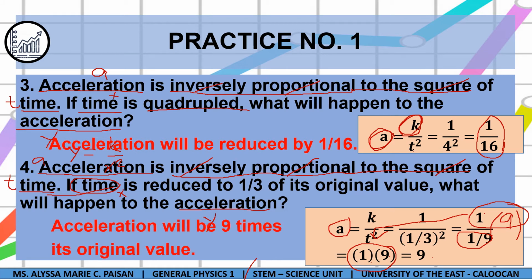Therefore, if you reduce time by 1/3 of its original value, the result is acceleration will be 9 times its original value. Okay?